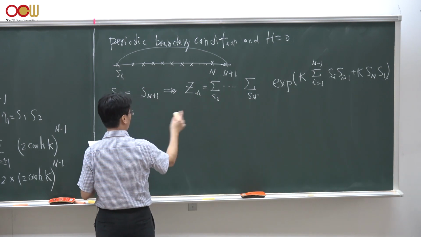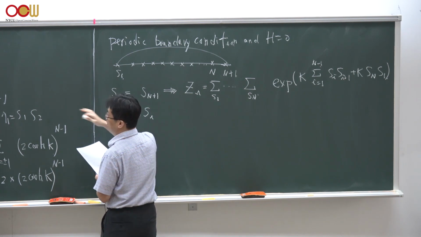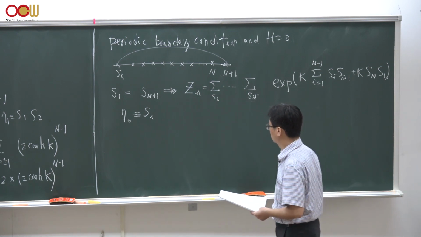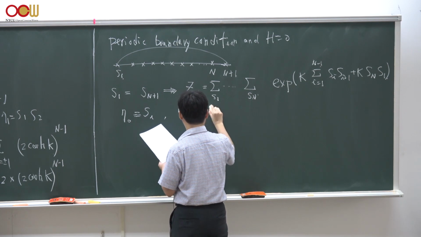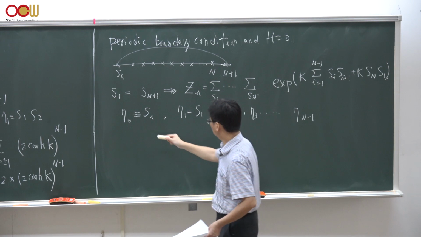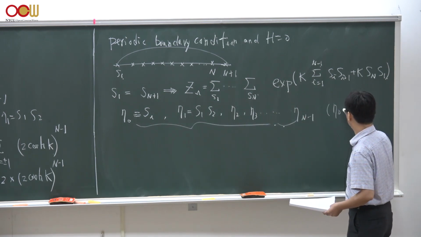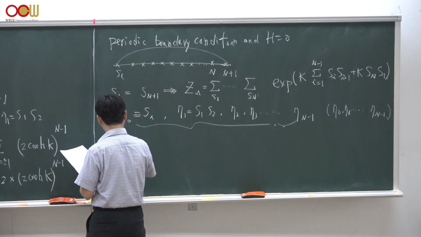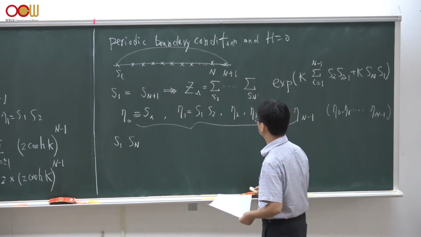So let us define the eta variables the same way that we defined them for the free boundary condition. Namely, suppose we define S1 to be eta 0, and eta 1 is actually S1 S2, and so on and so forth, up to n minus 1. So the state of the system is completely determined by all these etas, from eta 0 to eta n minus 1. So you can show that S1 times Sn, which is the interaction between the first and the last.